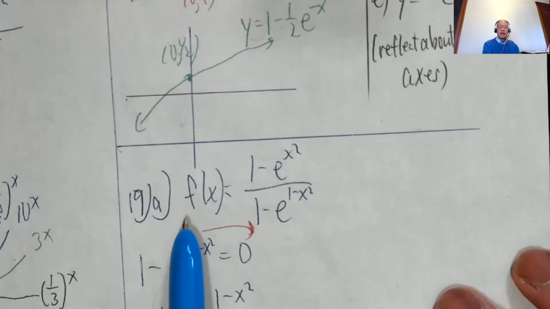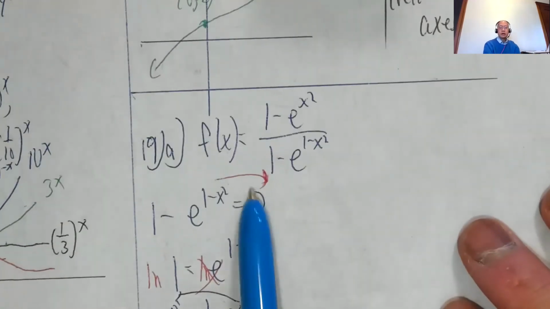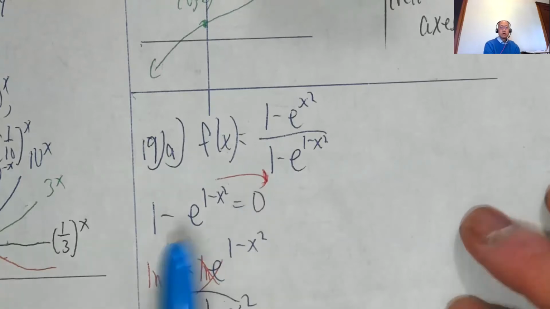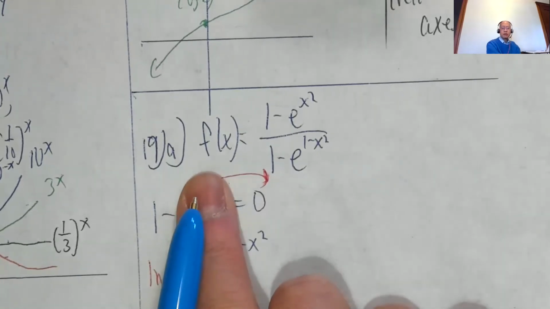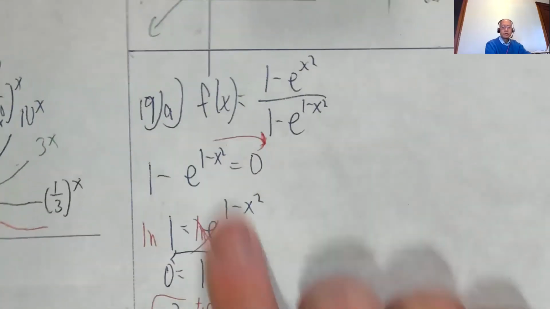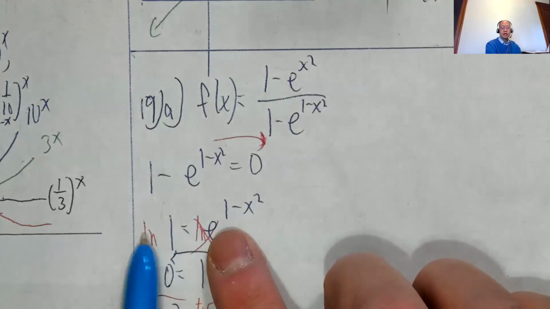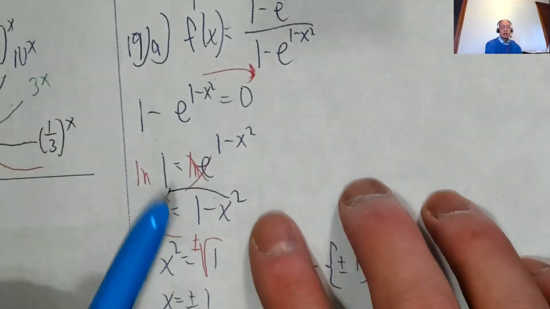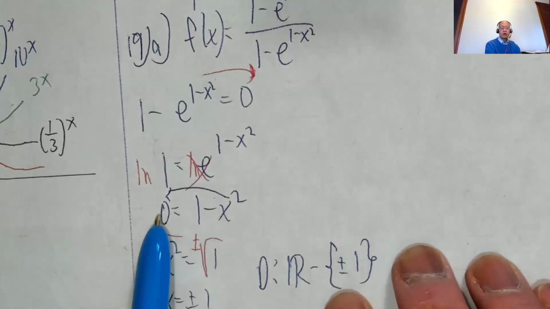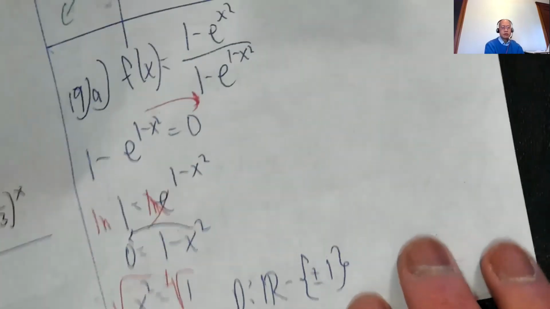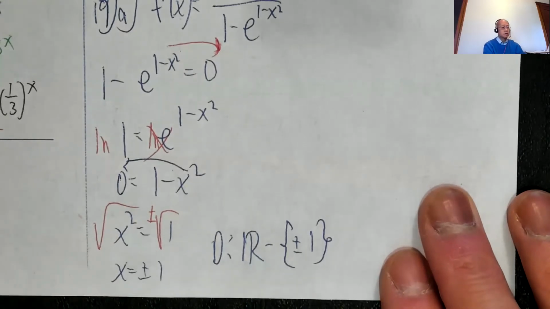Okay, 19a, f of x is this thing. It asks for the domain. Well, I just have to make sure the denominator is not equal to 0. So 1 minus e to the 1 minus x squared equals 0. Well, that means the thing behind my finger needs to be 1. Okay, so 1 equals e to the 1 minus x squared. Take the natural log of both sides. ln of 1 is 0. So 1 minus x squared equals 0. Add, x squared equals 1. So x is plus or minus 1. So the domain is all real numbers minus a set consisting of plus or minus 1.